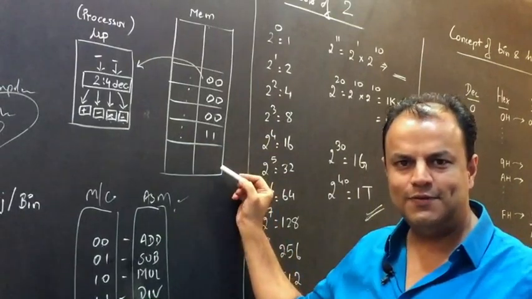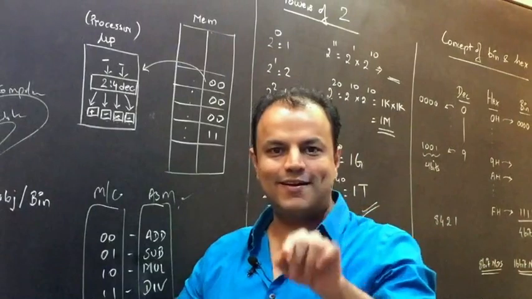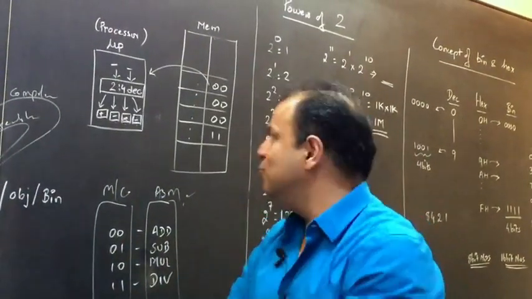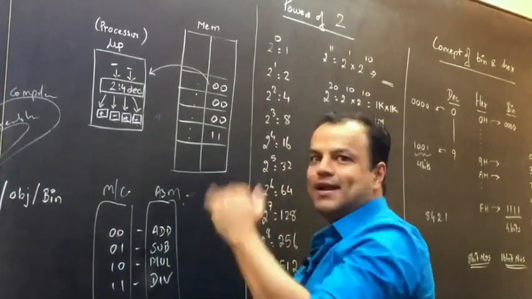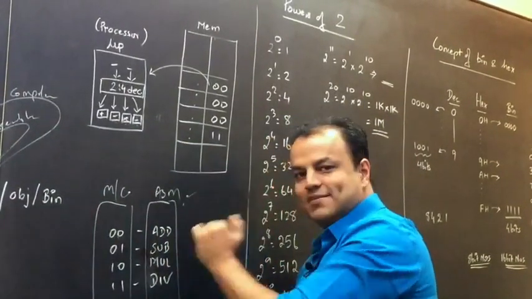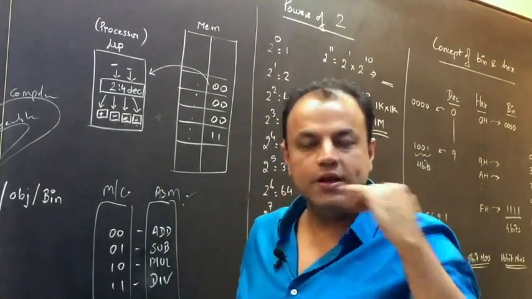Add. Divide. What you did right now is called decoding. You did it right now by yourself. What did you do? You saw this, you came to this table, you saw 0, 0 stands for add, that means I have to add. 0, 1 is subtract, and so on. So this is add, this is add, this is add, this is divide. What you did is called decoding.